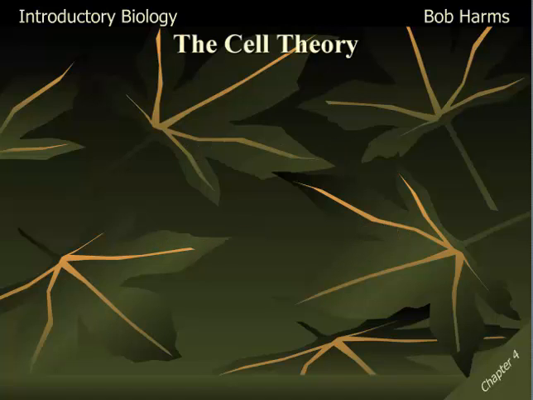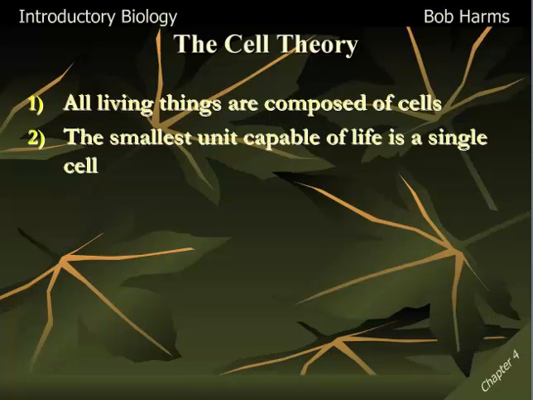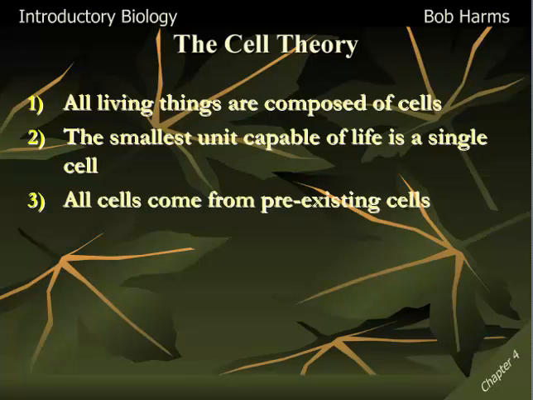And we did mention the cell theory earlier in the semester when we talked about our characteristics of life. Now it is a theory, so we know it's very well proven. It's been very thoroughly tested over time. And our cell theory has three aspects to it. First, all living things are composed of cells. Our second aspect is that the smallest unit capable of life then is a single-celled organism. And then finally, all cells come from pre-existing cells.